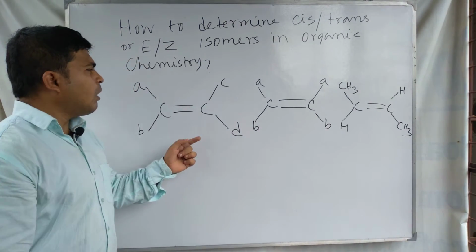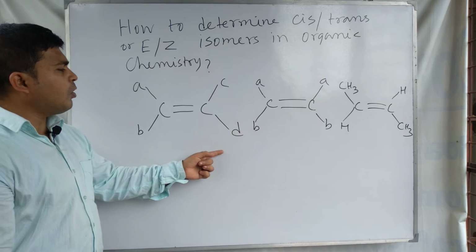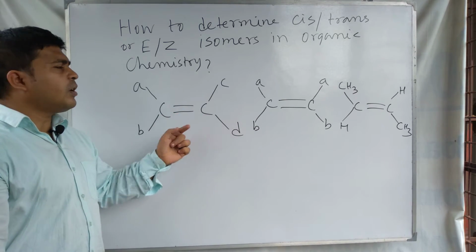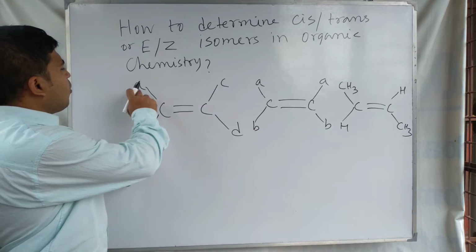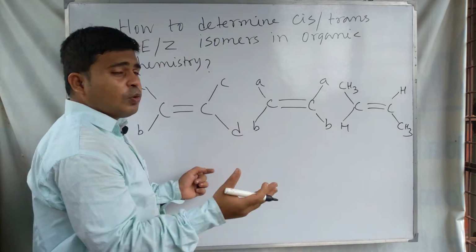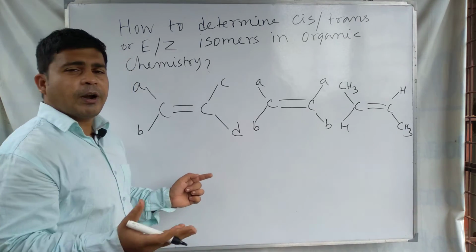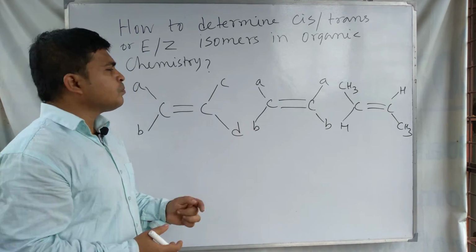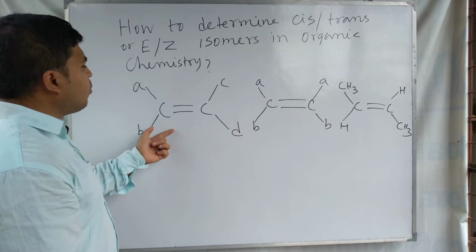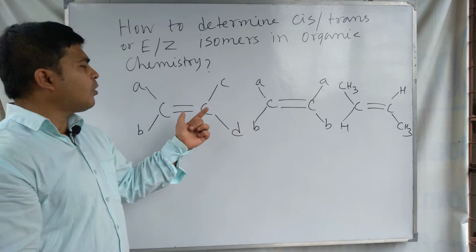So suppose we are talking about this molecule, and we have to find whether it is a cis molecule or a trans molecule. We find that A, B, these two are different, and C, D, these two are different groups of atoms or atoms. For this reason this one has geometrical isomers. Now we have to find whether it is a cis isomer or a trans isomer.